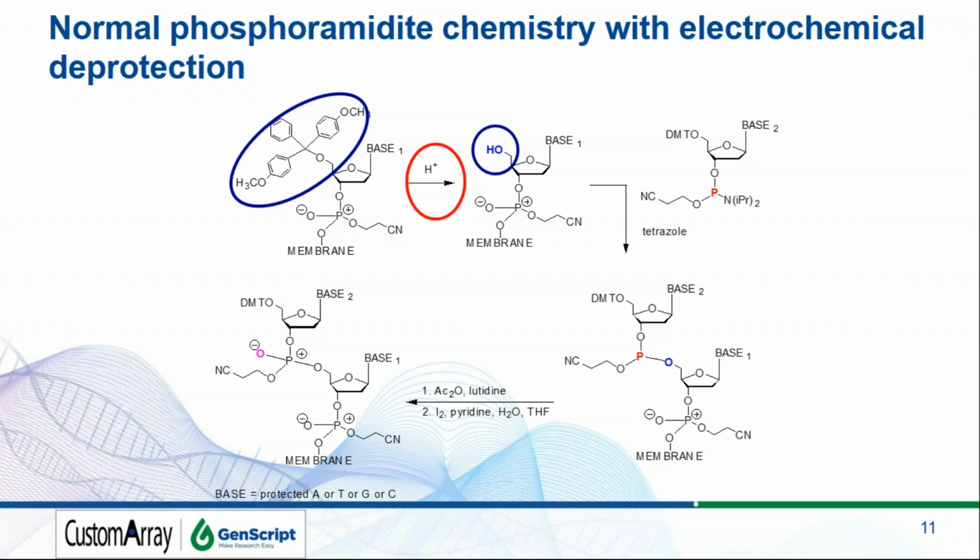So now you expose that deblocked base to a new base in combination with something called an activator. There are many activators. This one says tetrazole. That's one of the older school ones, but there are many other ones at this point. And during this process of coupling, the new base is added to the first base.